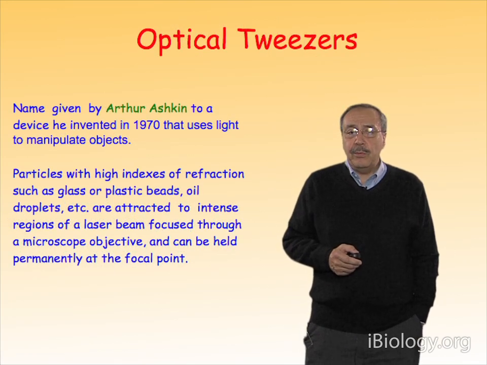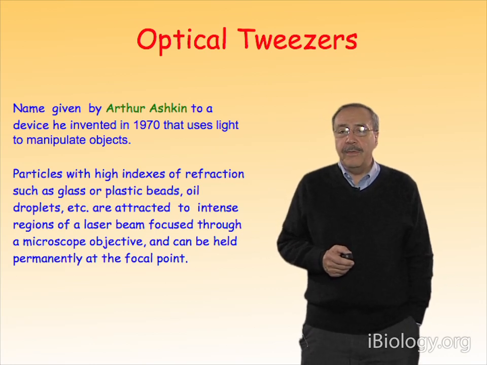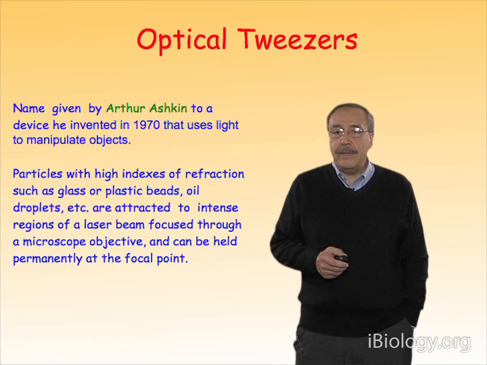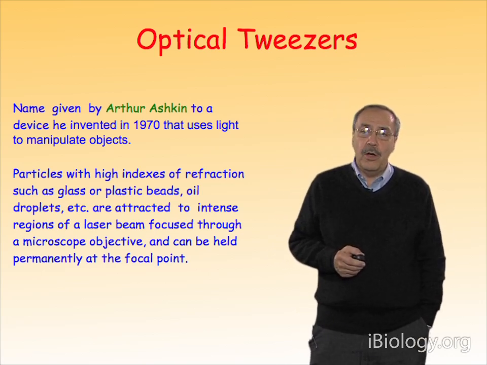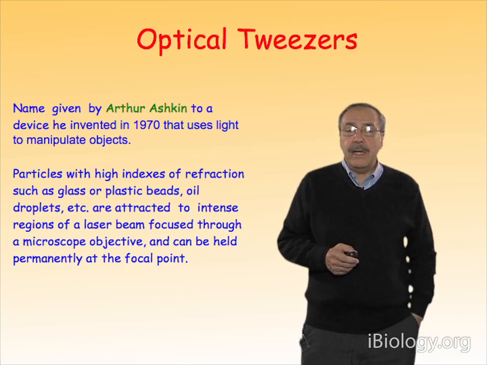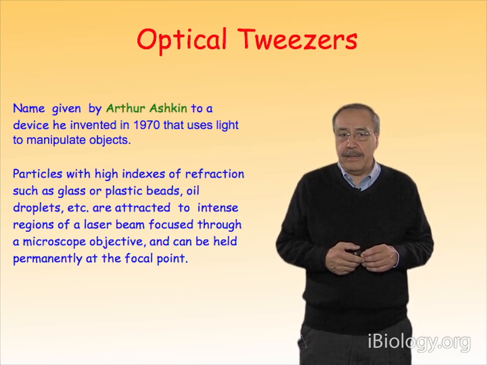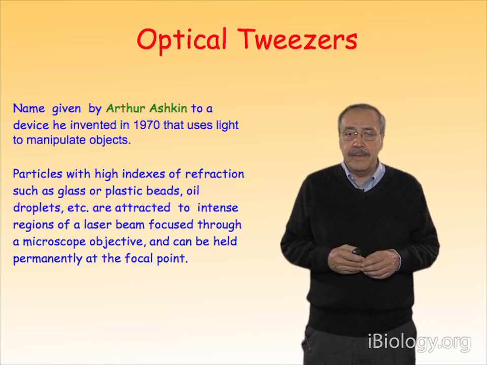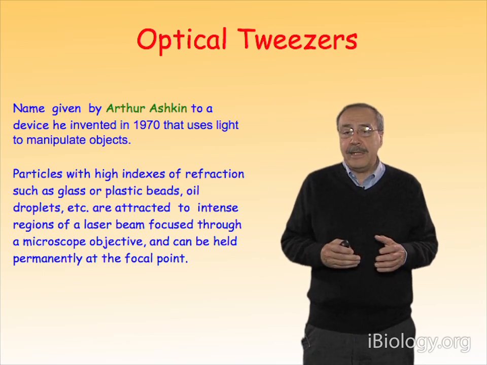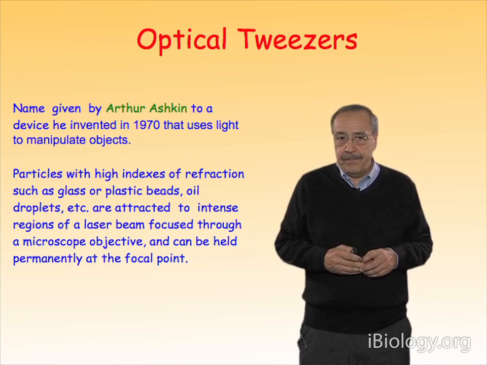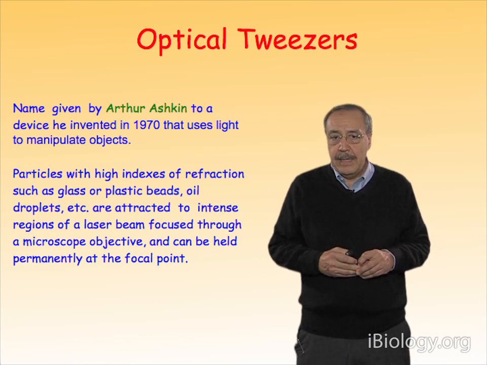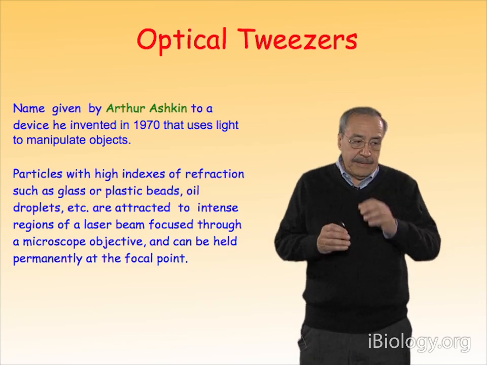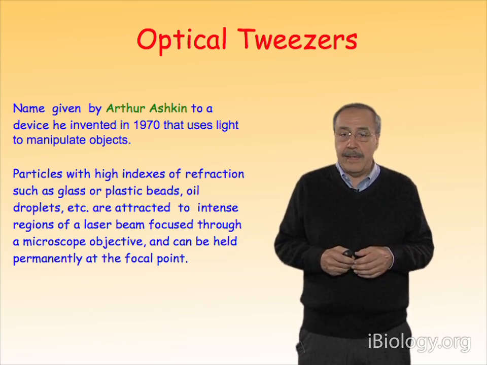Now, the name optical tweezer was given by Arthur Ashkin to a device that he invented in the 1970s while he was working at Bell Labs. And the idea is to use light in order to manipulate physical objects. It turns out that particles with high index of refraction relative to the medium, as is the case with plastic beads or glass beads or oil droplets, are attracted to intense regions of a laser beam, which is focused through a microscope objective, and can be held permanently at that position, at that focal point. And this is the discovery that Arthur Ashkin made in the 1970s.